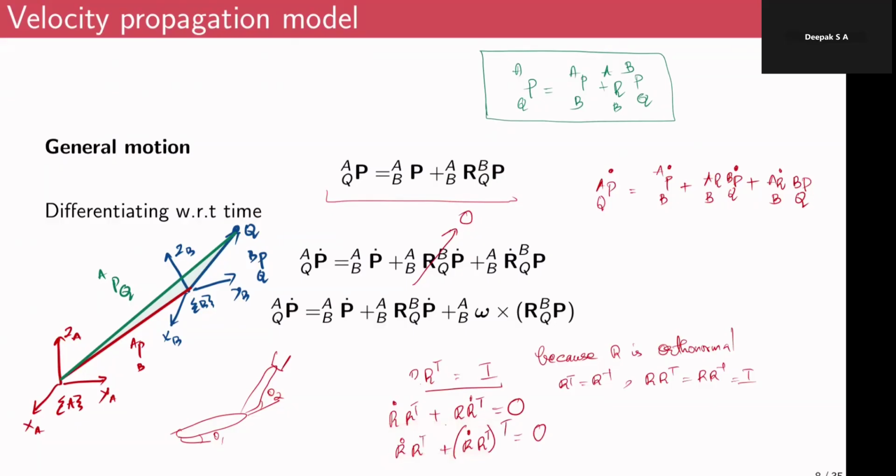So what does that mean? If you consider this R dot R transpose as S, S plus S transpose is 0. So what does that tell you? R dot R transpose is a skew symmetric matrix, right? R dot R transpose is S, which is nothing but a skew symmetric matrix.